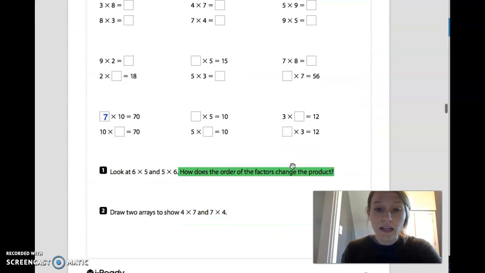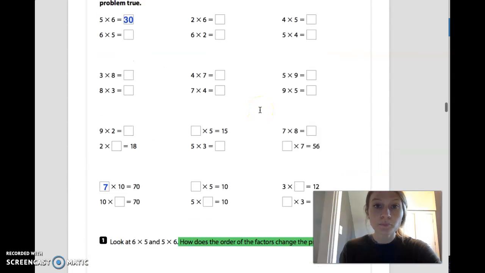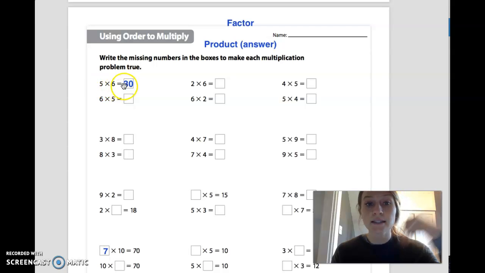And the very last page, because it goes to page 13, is solving for the missing numbers. Now remember, in our math vocabulary notebook, we wrote down 2 words, the word factor and the word product. Now something important to think about. Factors are these numbers 5 and 6. Those are factors. The product is the answer of a multiplication problem.